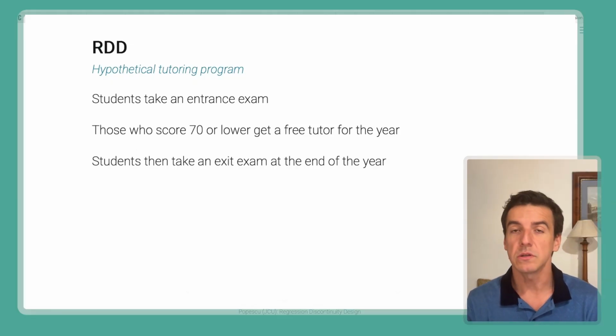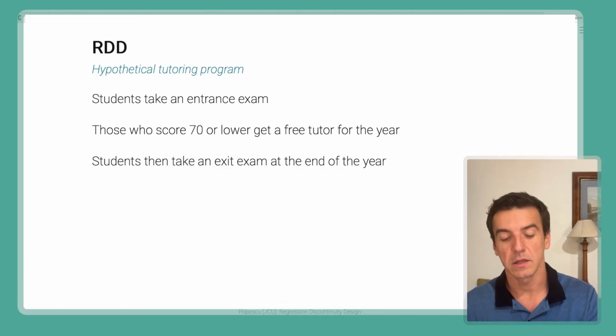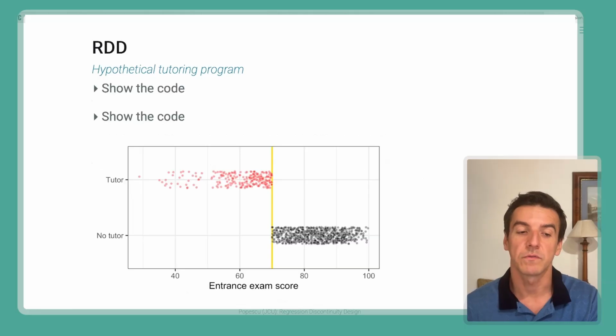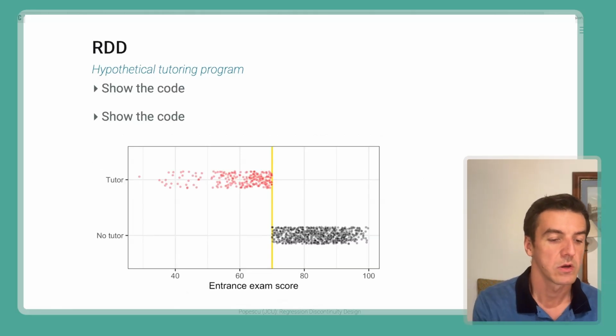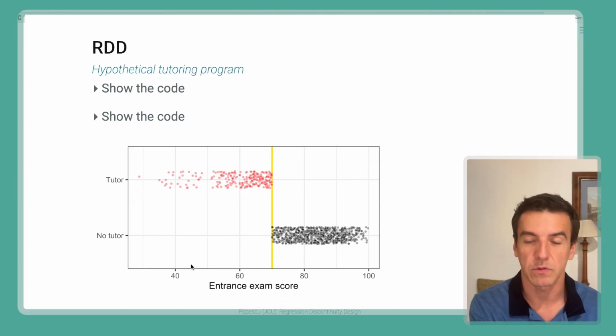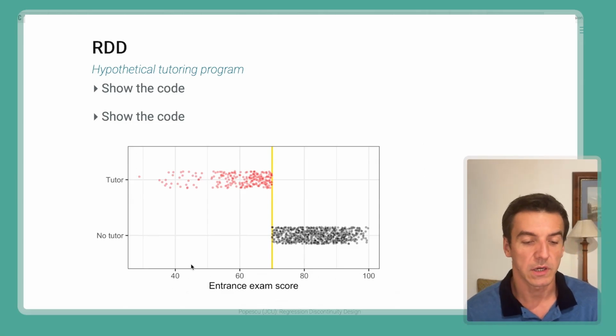Let's imagine that we have a bunch of students who take an entrance exam, and those who score 70 or lower get a free tutor throughout the year. Students then take an exit exam at the end, and this allows us to examine the effectiveness of this tutoring program. This is how we can think about this. We have the entrance exam scores from 0 to 100. Here is zoomed in from 30 to 100.